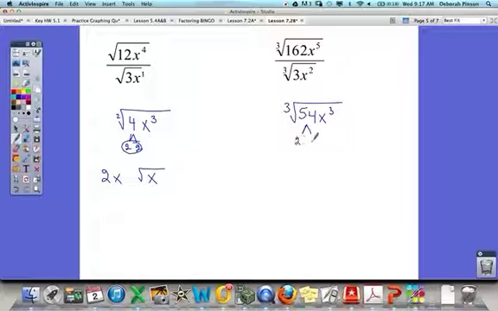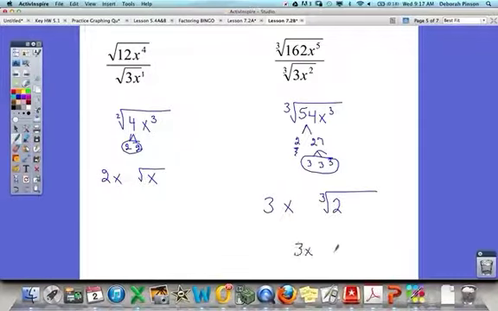I know 2 goes into 54, and it's 2 times 27. 27 is a good number to remember, is 3 times 3 times 3. You'll see it a lot. So a group of 3, 3, so I can pull out a group of 3. I've got to leave this 2 inside. And then 3 goes into 3 one time with nothing left over. So 3x cubed root of 2.